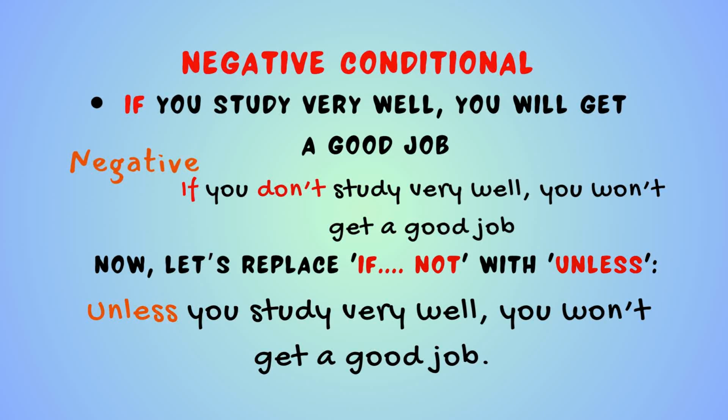Let's have some examples. If you study very well, you will get a good job. The negative form is if you don't study very well, you won't get a good job. Now let's replace if not with unless. Unless you study very well, you won't get a good job.